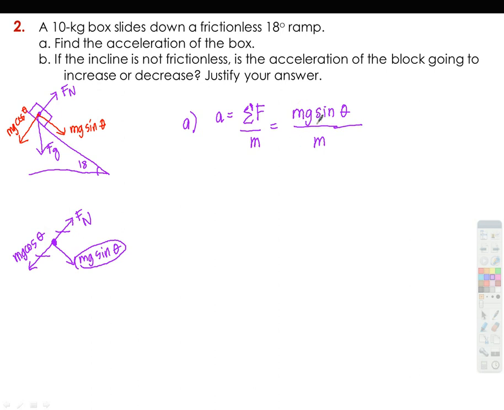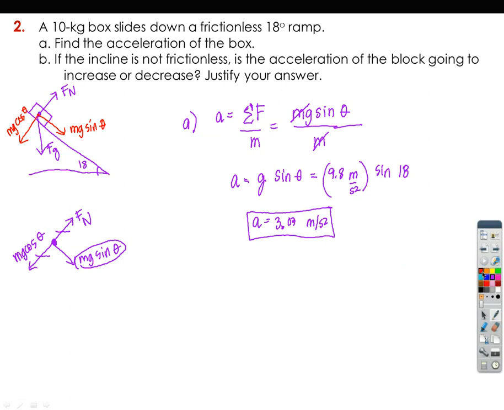If you look at this, we can see that m cancels, and a is equivalent to g sine theta. Our g is 9.8 meters per second squared, and our theta is 18. If you calculate this, it should be around 3.03 meters per second squared. We will notice that in this equation, mass doesn't matter. The acceleration doesn't depend on mass. It only depends on the angle of the incline.